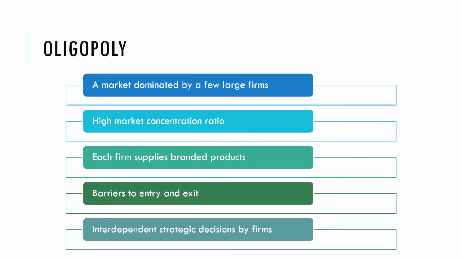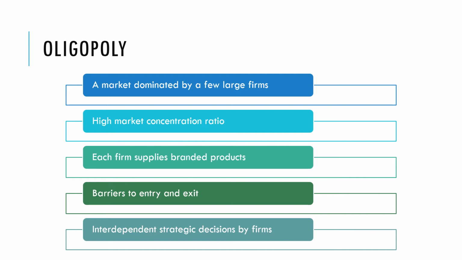So let's remind ourselves of what we mean by an oligopoly. Here we have a market that's dominated by a few large firms. They have a high market concentration ratio. Each firm uses branding for their similar but slightly differentiated products. They often have high brand loyalty. There are higher barriers to entry and exit. And importantly, the firms are very interdependent.